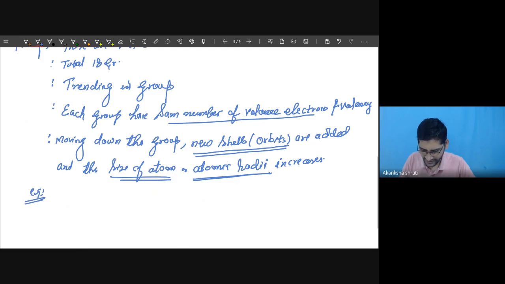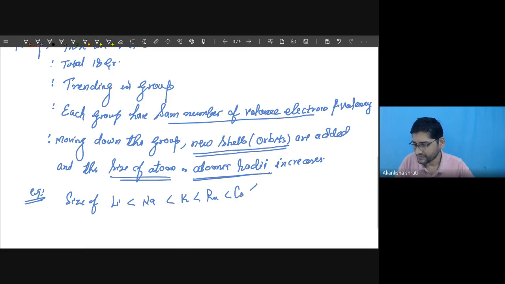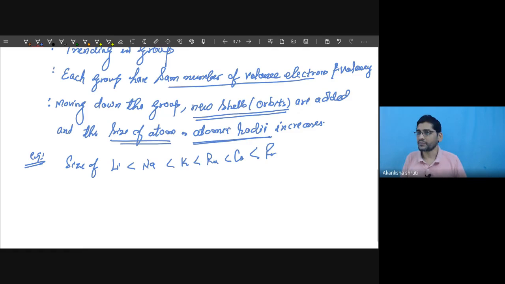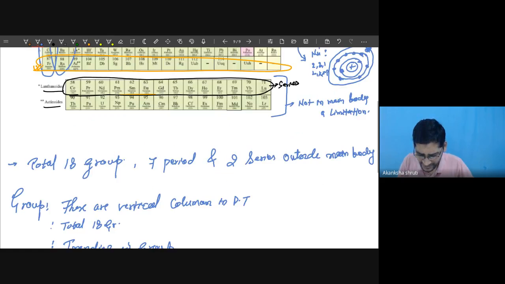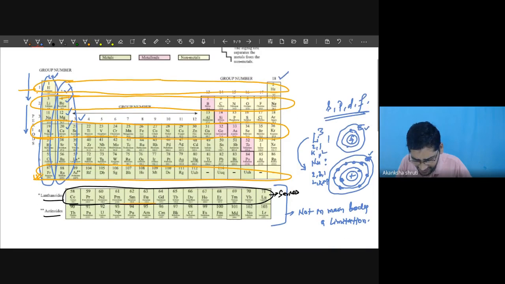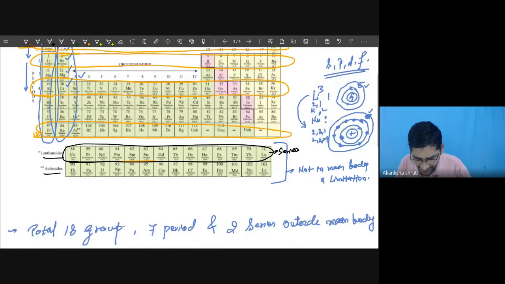For example, if we consider this size-wise, the size of lithium will be smaller than sodium, which will be smaller than potassium, rubidium, cesium, francium. Only two to three are asked of you. The same is also true in the second group, the beryllium, magnesium, calcium group. The size of calcium will be bigger than magnesium, and magnesium bigger than beryllium, then strontium, barium, radium.